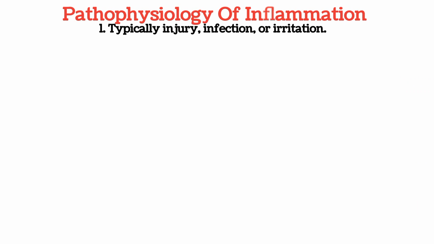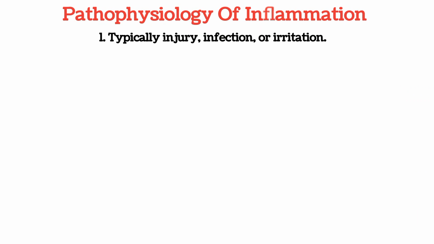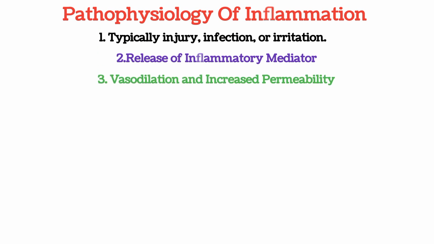Pathophysiology of inflammation. 1. Trigger, typically injury, infection, or irritation. 2. Release of inflammatory mediators, including histamines, prostaglandins, and other mediators triggering the inflammatory response. 3. Vasodilation and increased permeability. Blood vessels widen, allowing increased blood flow, and vessel walls become more permeable, leading to fluid and immune cell movement. 4. Recruitment of immune cells. Neutrophils and macrophages are attracted to the site of inflammation to address the cause.